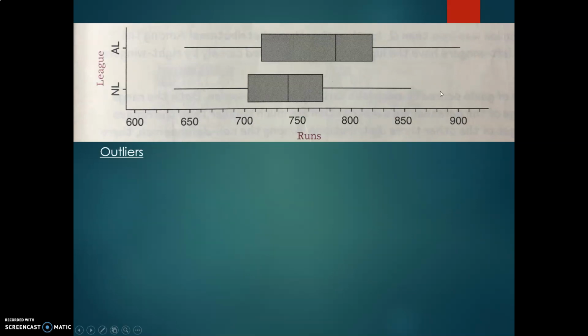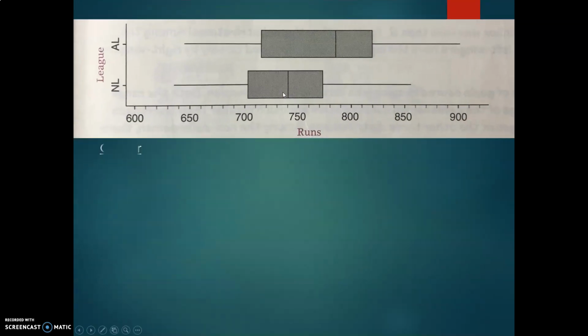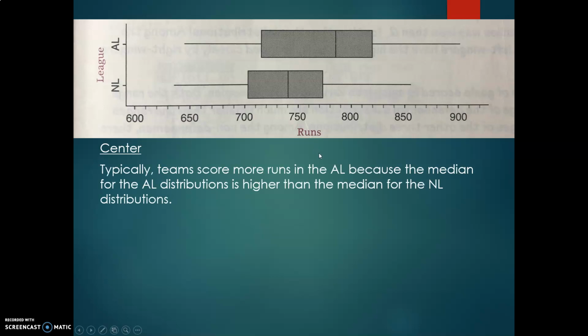Up next we have our O for our outliers. Well, I don't see any dots on our box and whisker plots, so we're good there. Up next we have our center. Clearly the American League center is quite a bit further along. This one is back here at like 740. This one's all the way up to almost 790. So it appears as though the median for the AL is quite a bit higher.